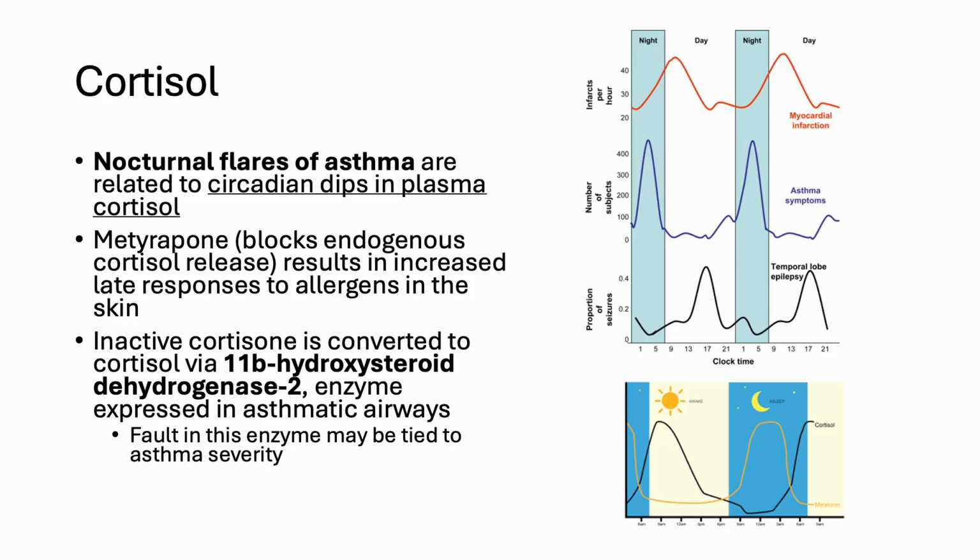This is supported by the fact that when we administer metirapone, which blocks cortisol release, we tend to see increased late responses to allergens. So worsened allergy response when we block cortisol. So going back, we're always going to want to wonder, why is it out of balance in an allergic individual? A suggestion is the enzyme 11-beta hydroxysteroid dehydrogenase 2. This is an enzyme in our airways, and it converts inactive cortisone to cortisol. So if you have more of this, you will have more cortisol. And potentially this enzyme might be faulty in some ways in asthmatic airways, which is why nocturnal asthma is such a big issue. So interesting to think about.